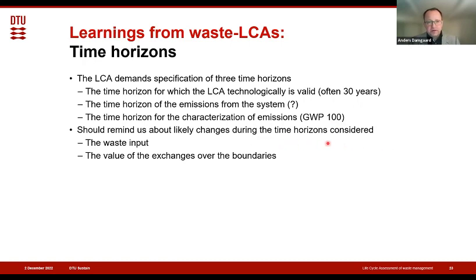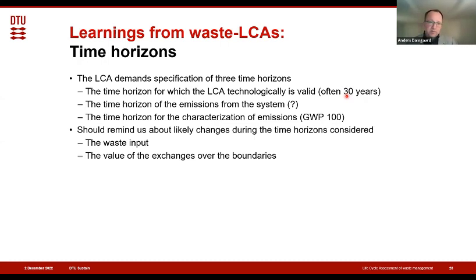This should also remind us that there might be changes during this time horizon. So in these 30 years where the facility will be there, will the waste input be there? Will that change? We had that case in the city of Copenhagen where we built a big new waste to energy plant, and a lot of engineers had already said, well, I don't think you will have enough waste because we started recycling more and more material. And today we have to import a lot of waste from other countries because we simply do not have enough waste to burn in this.